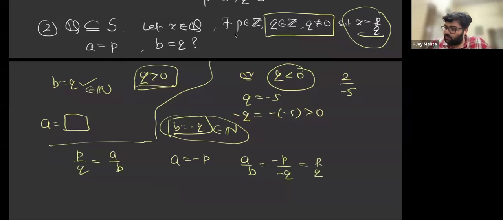Already x was p by q. I have written x in the form of a by b. Minus p is an integer, because p is an integer. Q is a negative integer, so I have taken minus q, so it's a natural number now. So I have taken b to be minus q. How many of you are clear with this?